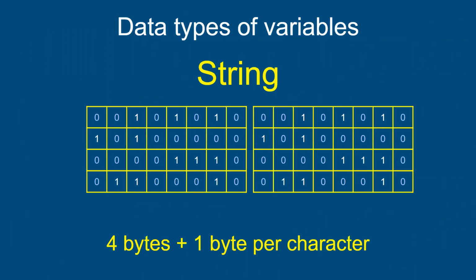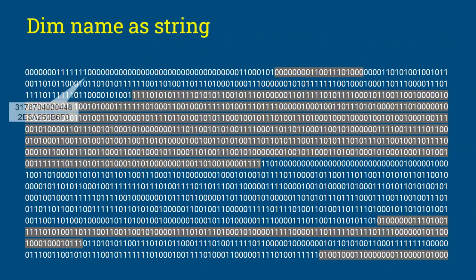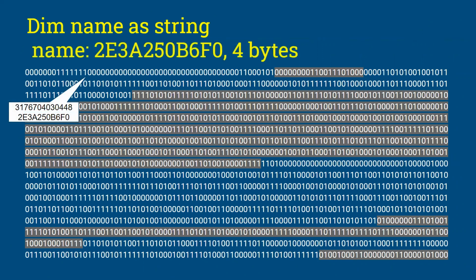So that's the data type string: 4 bytes of overhead plus 1 byte per character that you're storing. If I was going to declare name as a string, it actually allocates 4 bytes. It says, all right, here's 4 bytes. And when you declare the variable, what's in it? There's nothing in it. It's just empty. So those 4 bytes are full of all zeros.